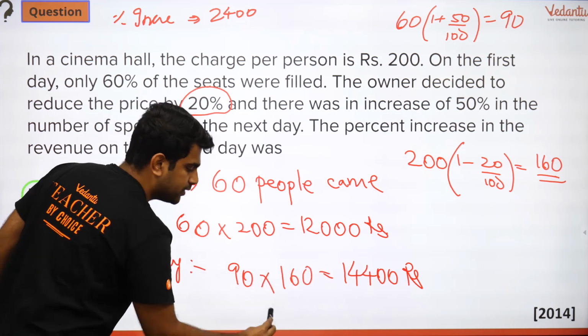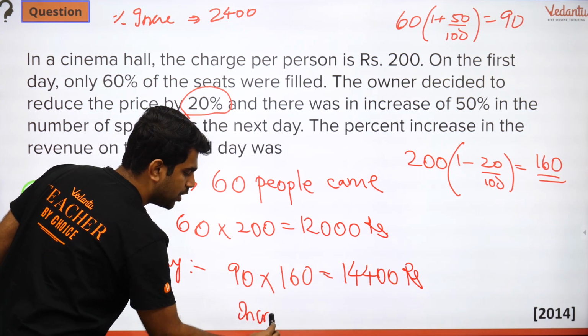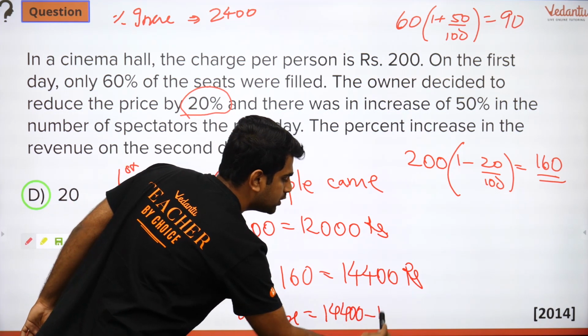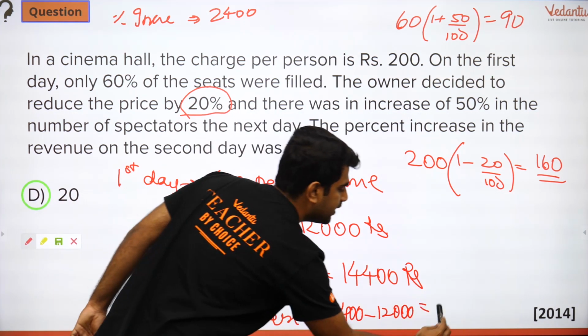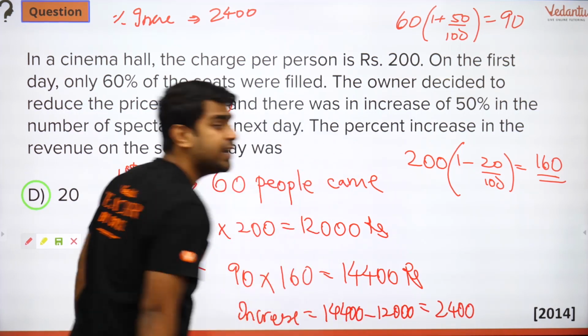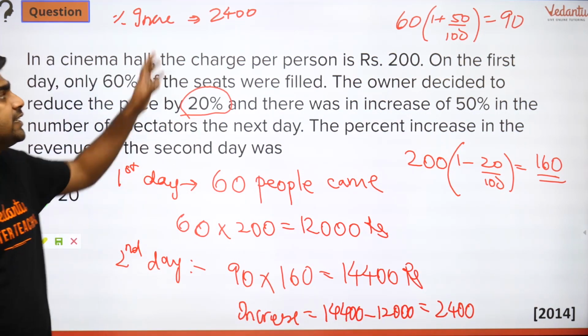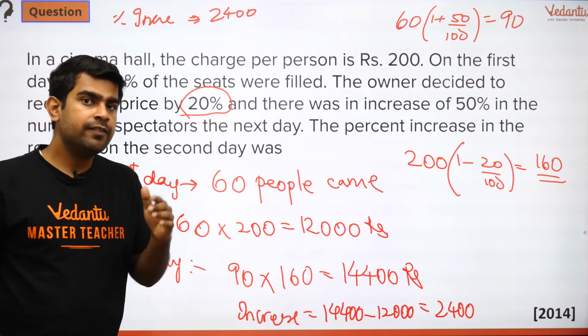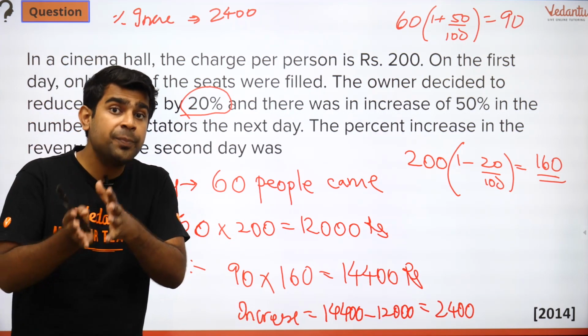Because the increase in revenue is equal to 14,400 minus 12,000. Okay, that will be 2,400. That is the increase in revenue. But increase in revenue is always compared to your previous revenue. When you compare your increase, you compare it to your previous value.